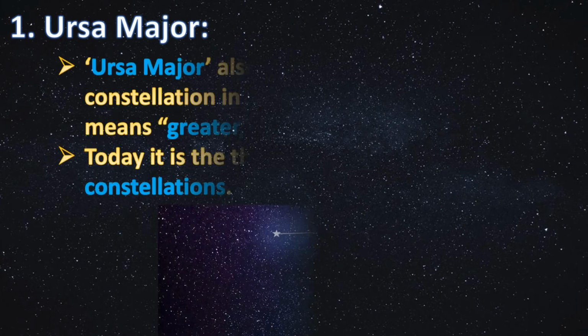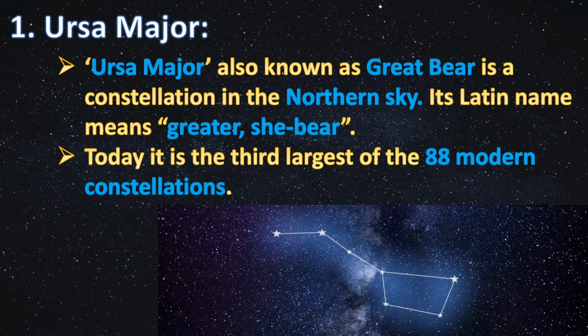Ursa Major. Ursa Major, also known as Great Bear, is a constellation in the northern sky. Its Latin name means greater she-bear. Today, it is the third largest of the 88 modern constellations.